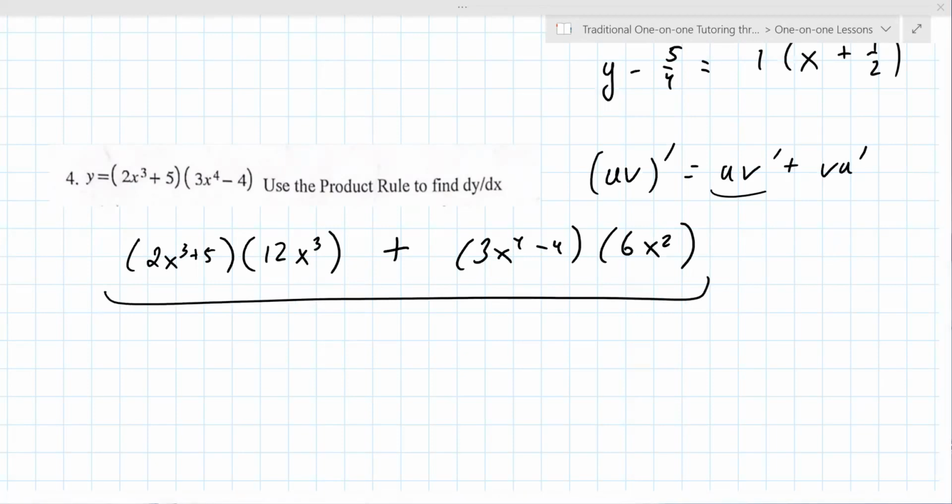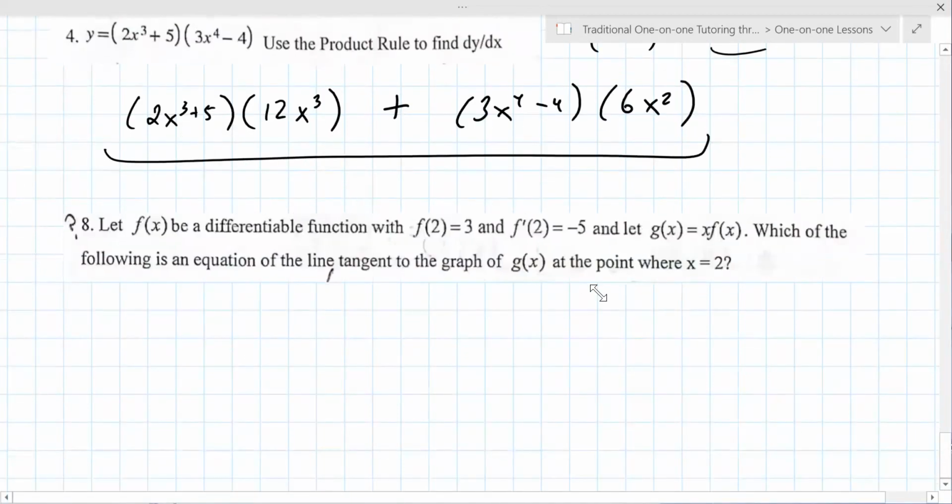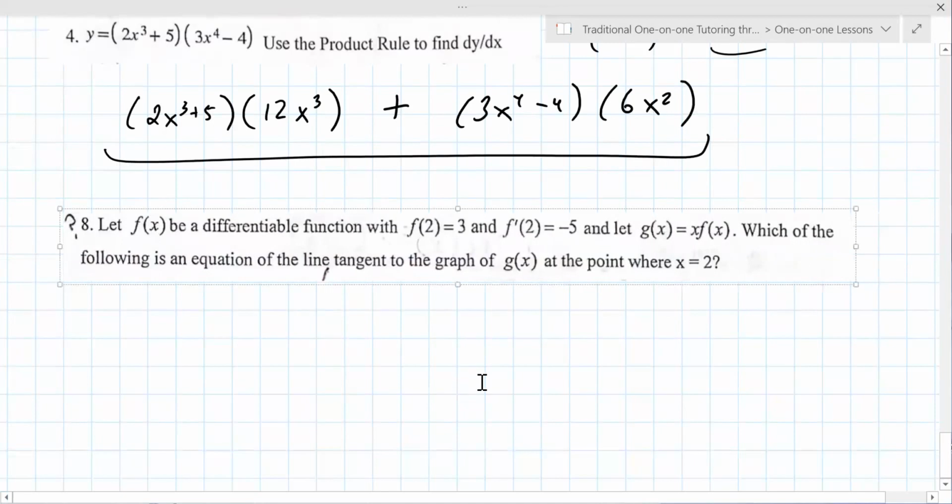So let's go back to some tangent line stuff. This is a good problem I see here. It's perhaps confusing. It's saying let f of x be a function, f of 2 equals 3, f prime of 2 equals -5, and g of x equals this. This is the thing that you're evaluating. Even though it looks weird, you have to put 2 in for x.